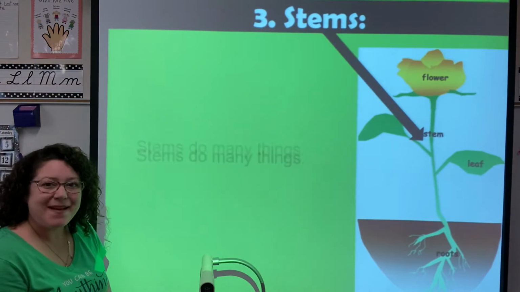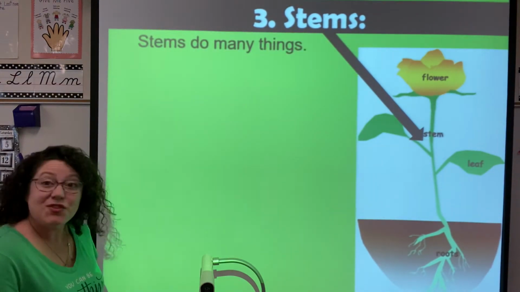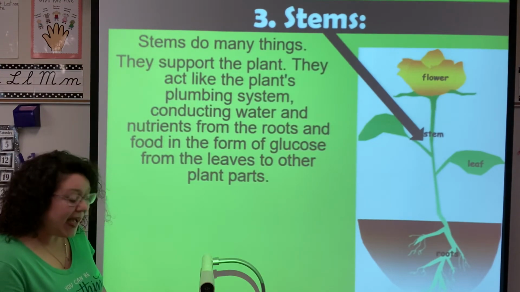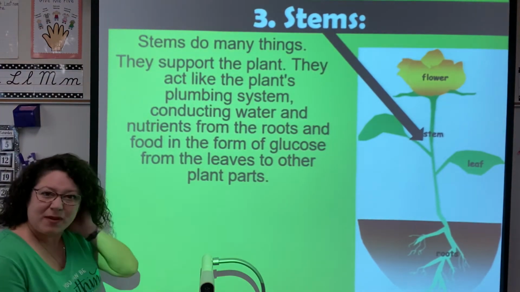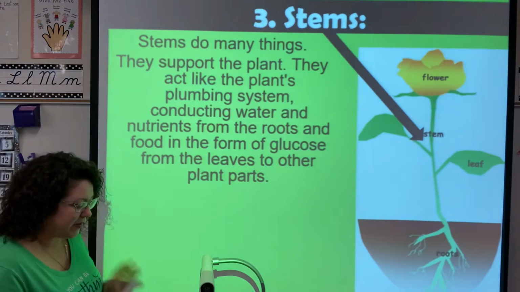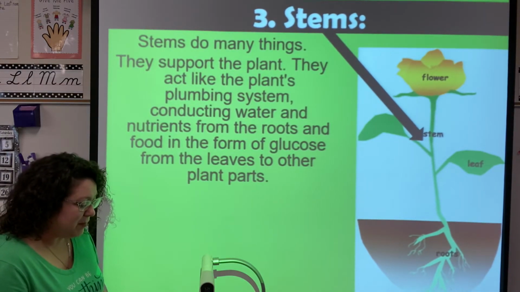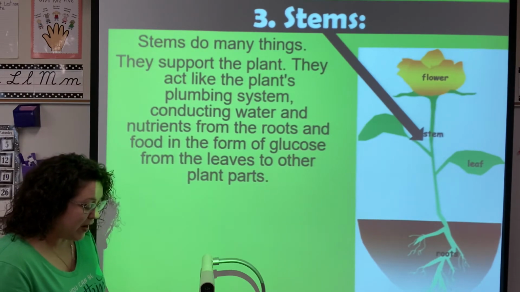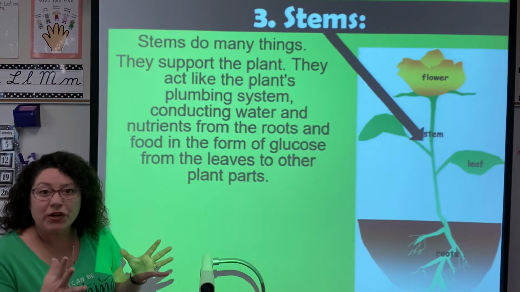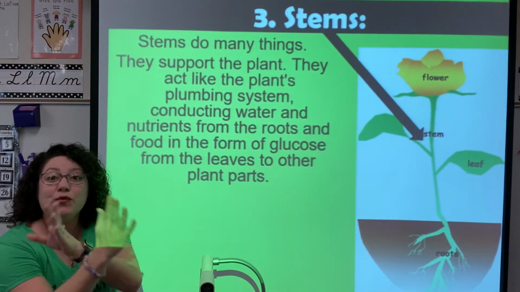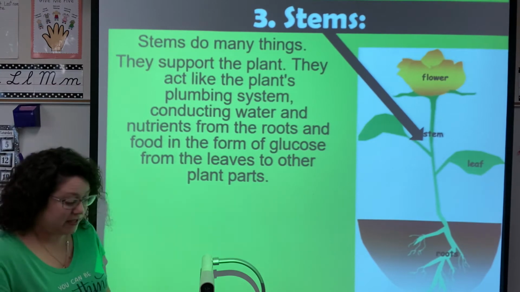Now we have our stems. Stems do many things. They support the plant. They act like the plant's plumbing system. You know what plumbing is? It's the pipes for your water at your home. Conducting water and nutrients from the plant in the form of glucose for the leaves, from the leaves to other plant parts. Okay, that's a lot of words. So basically the stems are holding it in the ground and moving the water and nutrients through the rest of the plant.